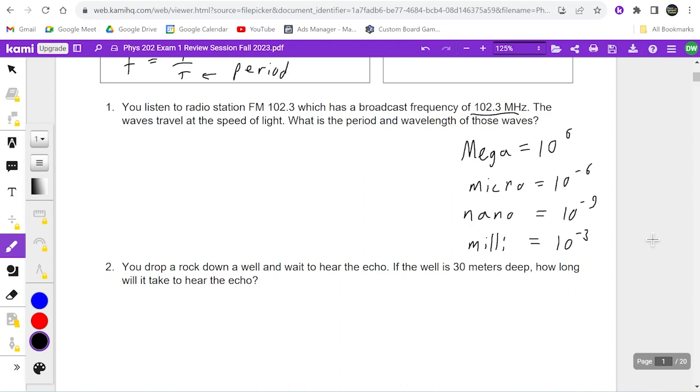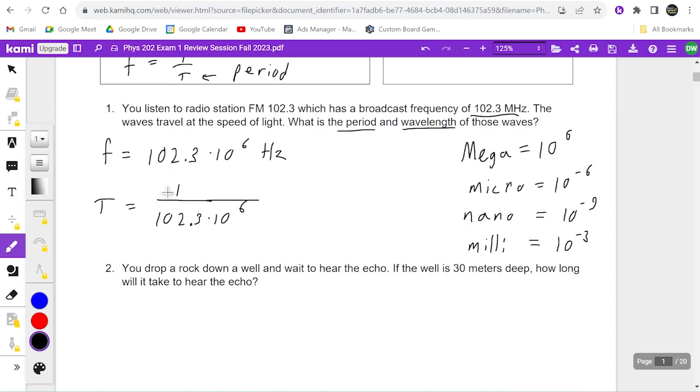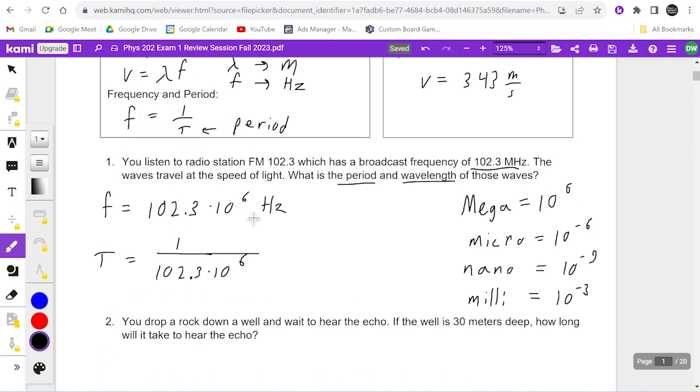So now I'm asked to find the period and the wavelength. And I gave us the frequency, which is 102.3 mega, so times 10 to the 6th, hertz. And if I want to find the period, period's easy. Period is 1 over the frequency, so 1 divided by 102.3 times 10 to the 6th. I said a minute ago that frequency equals 1 over period. Well, if you solve for T, T equals 1 over f, so here we go.